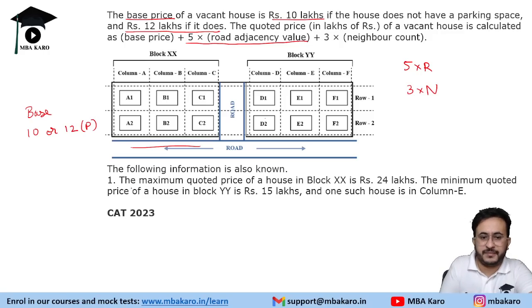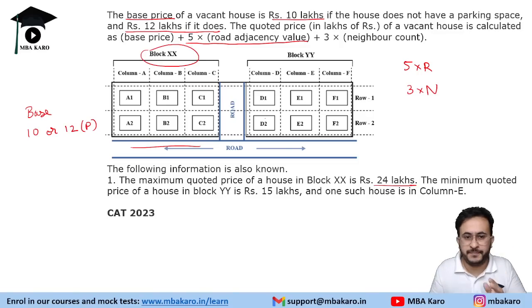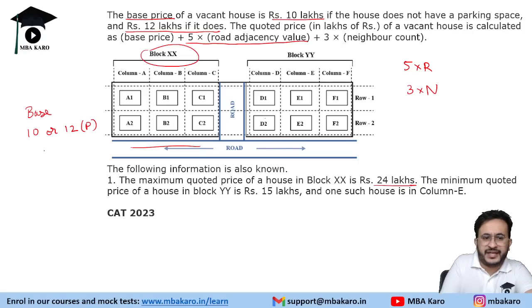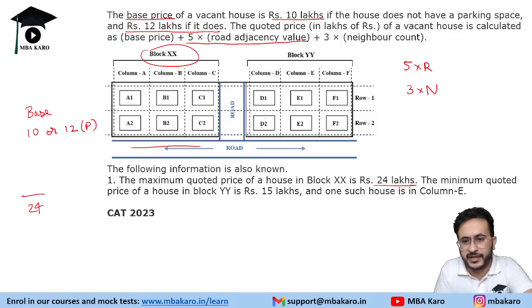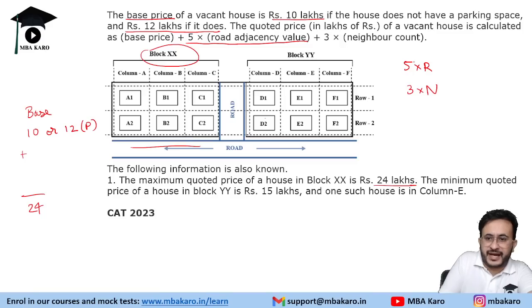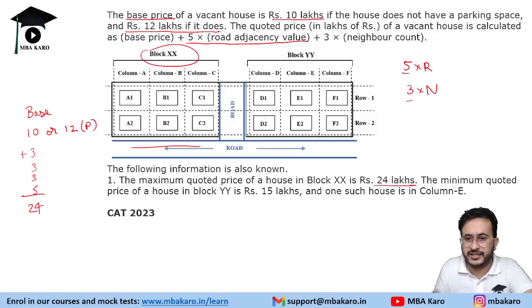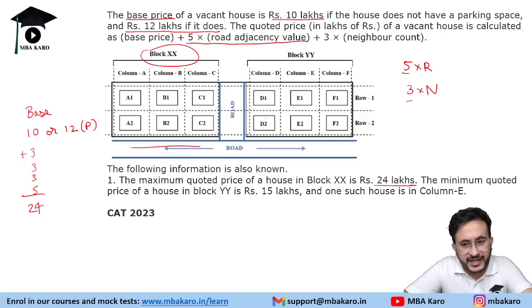Now, it is given that the maximum quoted price of a house in block X is 24 lakhs. Here we are getting a maximum of 24 lakhs. Now, suppose the base price is 10. Let us consider without parking. How can we make 24 from 10? You will say we can add in terms of 5 or 3. So we can make 3, 3, 3 and 5. That is one possibility. Like 3, 3, 3 will make it 19, plus 5, 24.